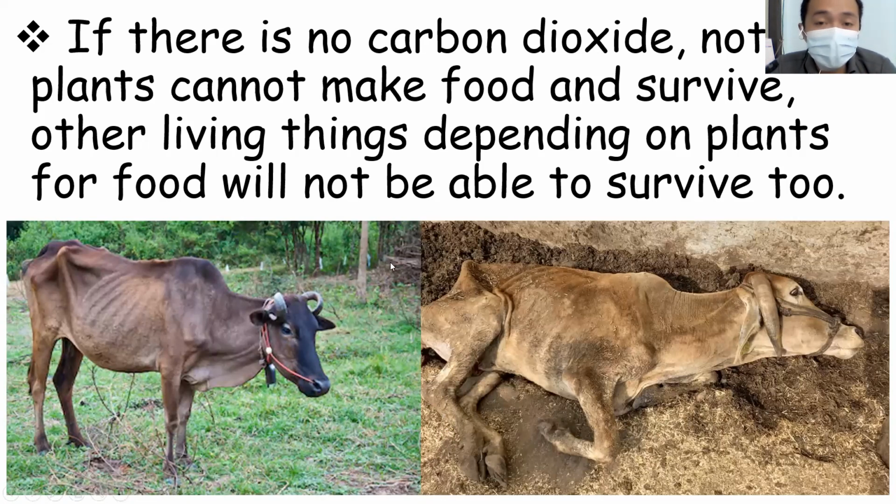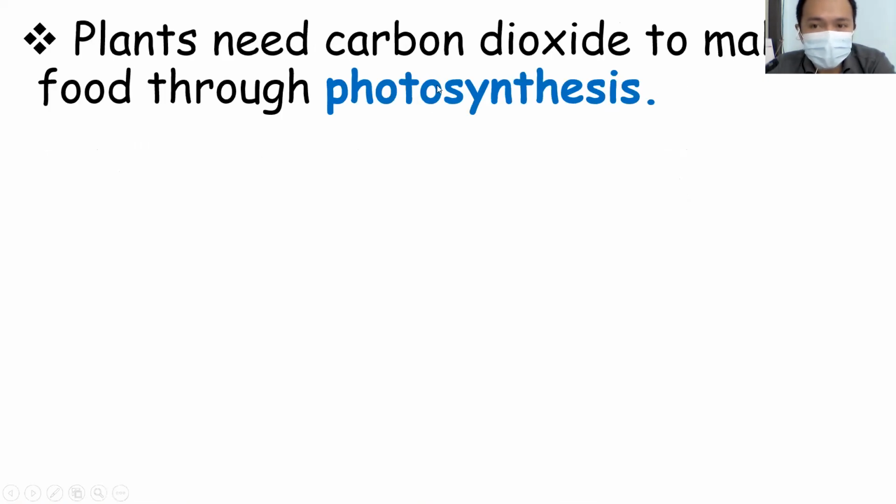Carbon dioxide is very important for the plants in order for the animals to survive, because they are eating grasses, and we know that grass needs carbon dioxide in order to survive. So plants need carbon dioxide to make food through photosynthesis. In order for them to survive, they need carbon dioxide.